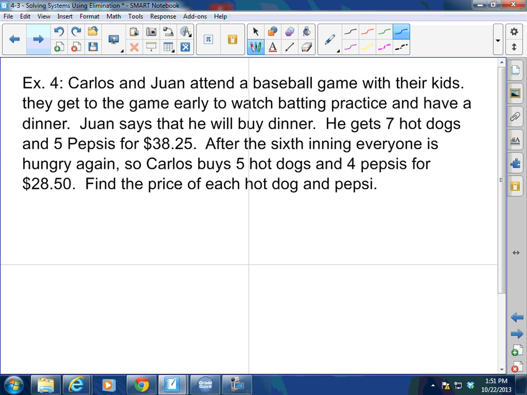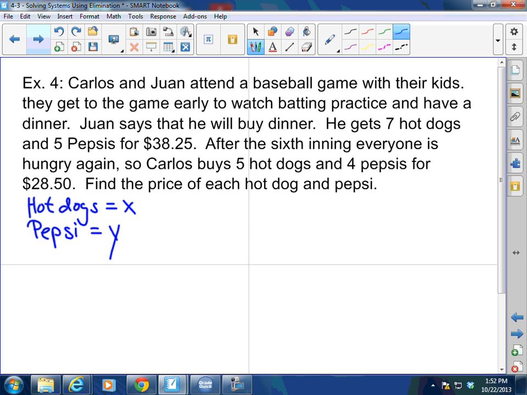First things first, label, label, label. I'm going to say that the hot dogs equal X and the Pepsis equal Y. Does it have to be that way? Could you have called hot dogs Y and Pepsis X? Yes, I don't care. Just stay consistent.